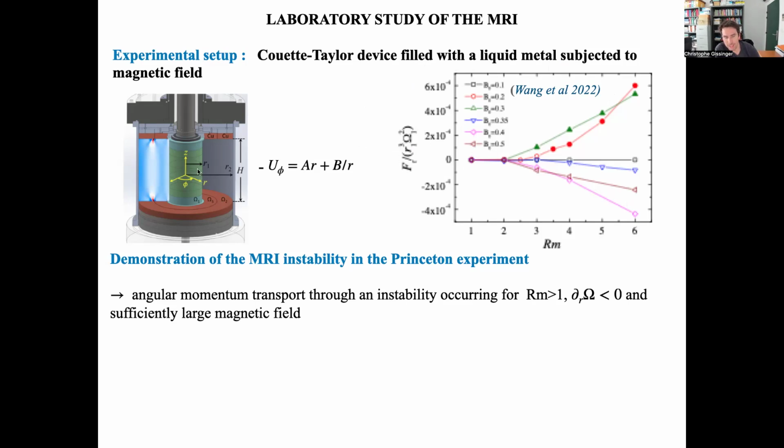Okay, you can access that in an experiment like that by measuring the radial and the azimuthal velocity fluctuations. So you have access to the flux of angular momentum. And they are measuring that as a function of the magnetic Reynolds number, which is basically the rotation of the cylinders. So just focus on the red curve. I will only discuss the red curve, which is the one which has the good value of the magnetic field.